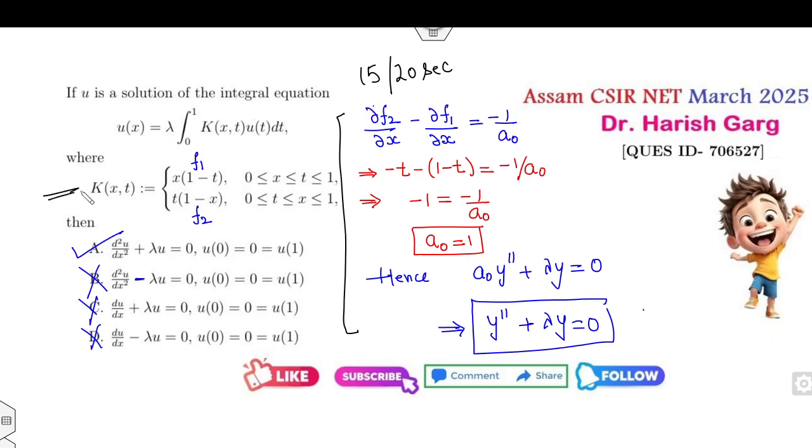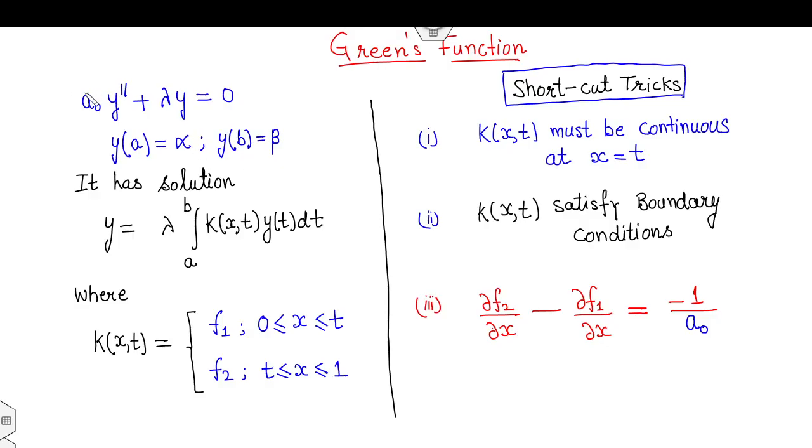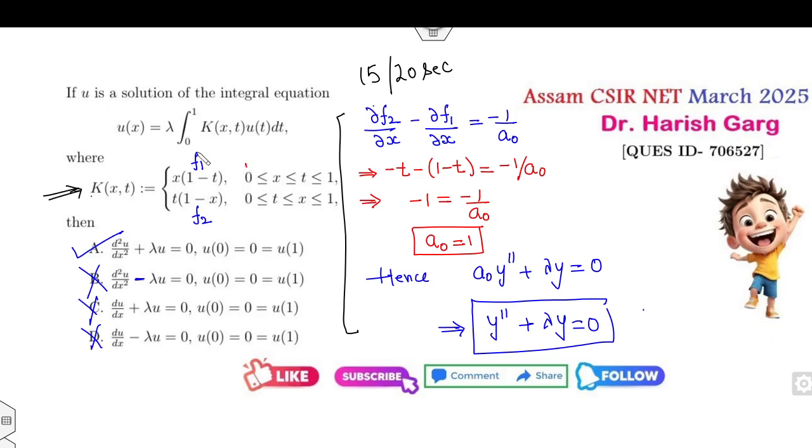Whenever you have a function called the kernel, then the differential equation is always of the form a0 y double dash plus lambda y. It always has the solution y equal to lambda times the integral from a to b of this. This k is known as my kernel. Fine. And this is from a to b. Then this kernel is defined as f1 and f2. F1 is for all those x from a to t, and then t to b. You can see a is my lower limit, 0 to t, 0 to x. The first one is my f1, the second is my f2.